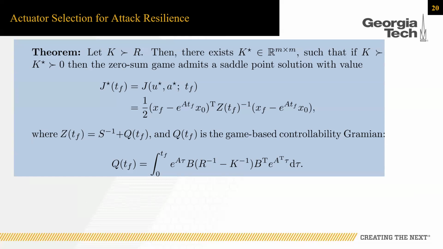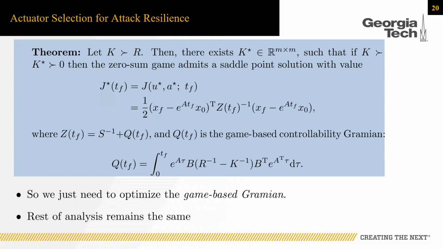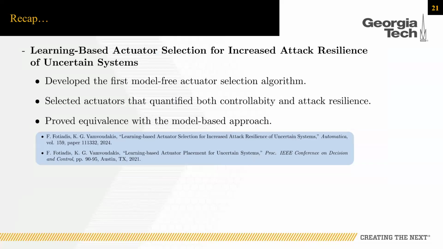So yeah, the same thing as before, but instead of having the optimal Gramian, now you have something that we call the game-based controllability Gramian, which is given by this guy over here. Okay, so again, what you do, you just pick this Q, you put it back into your f of B, okay, and you do the same things. So yeah, the rest is the same. So again, what we did up to now, we developed the model-free actuator selection algorithm. We selected actuators that quantify controllability and attack resilience. And of course, we always prove equivalence between the model-free and model-based.